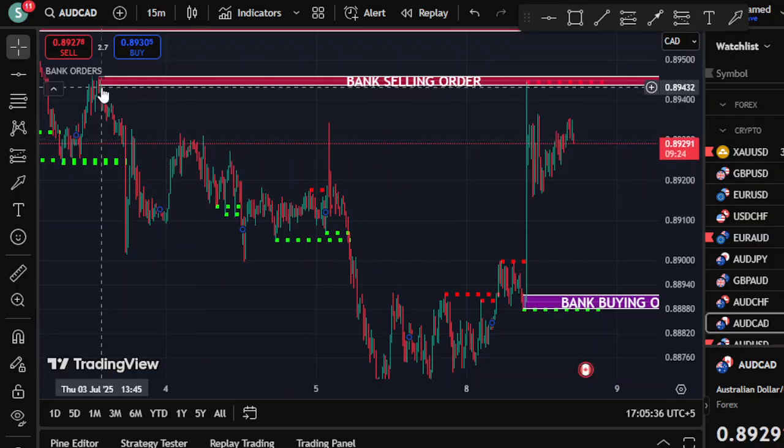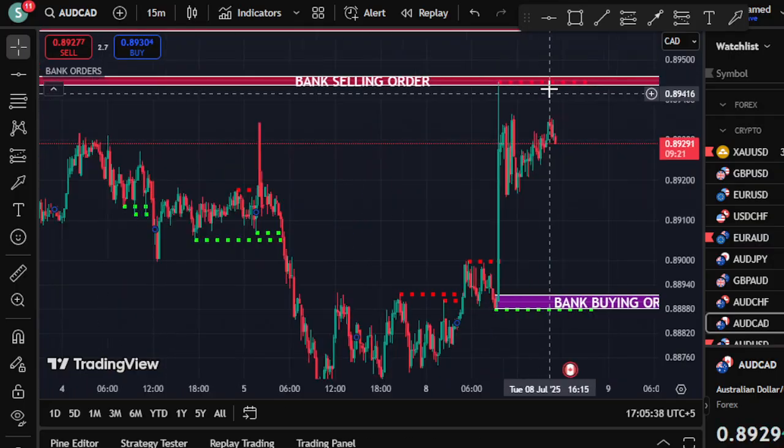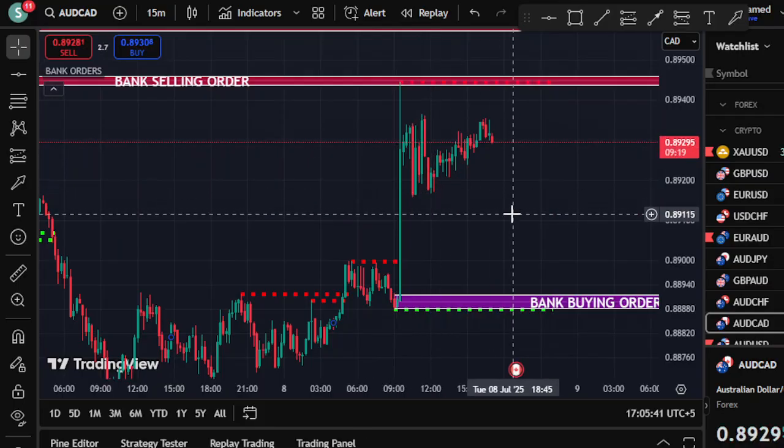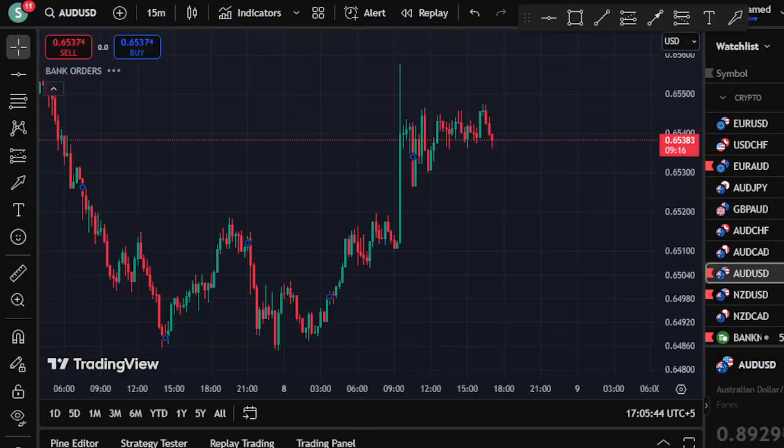Now for example, look at this AUDCAD. It comes for a retest here, and you can see how well the market dropped from that area. So this is the power of the bank indicator.